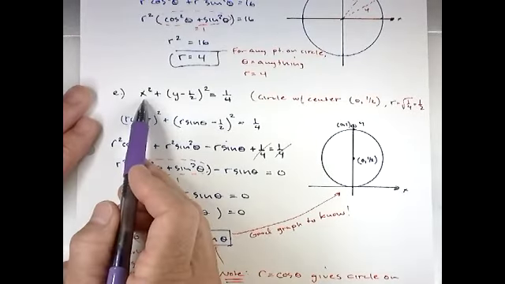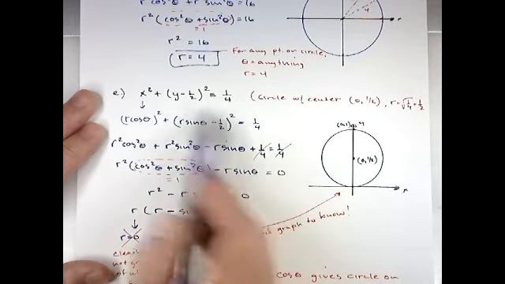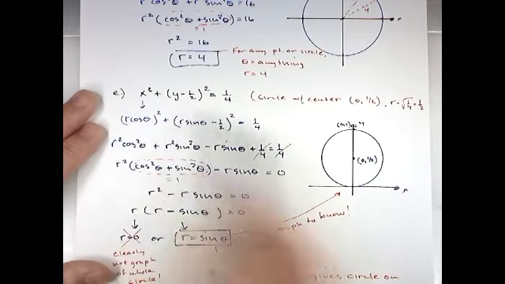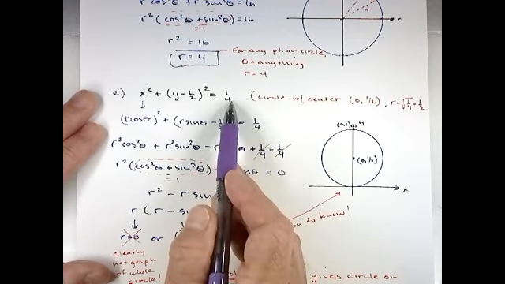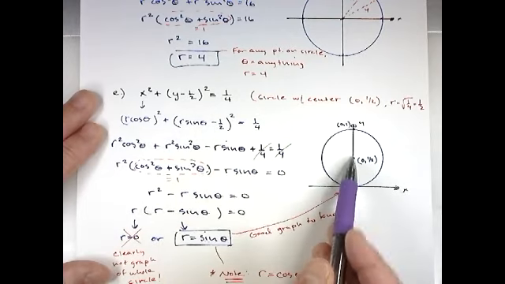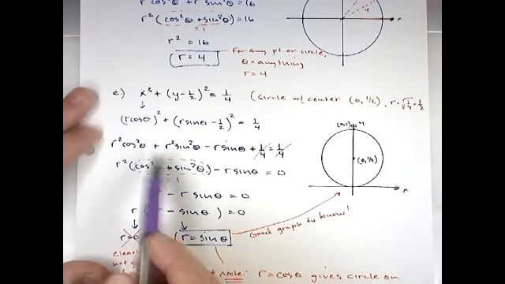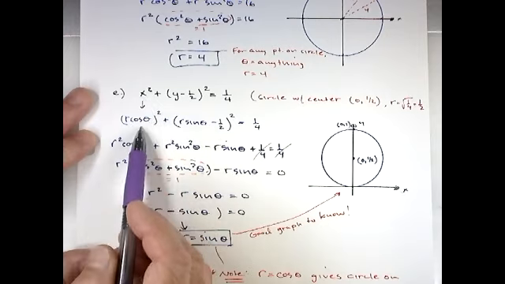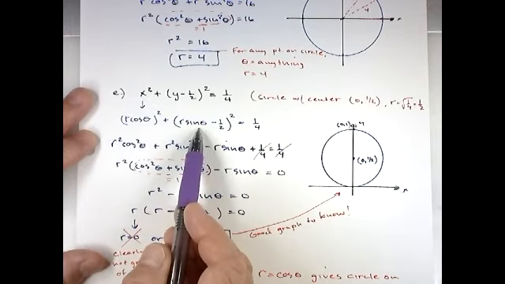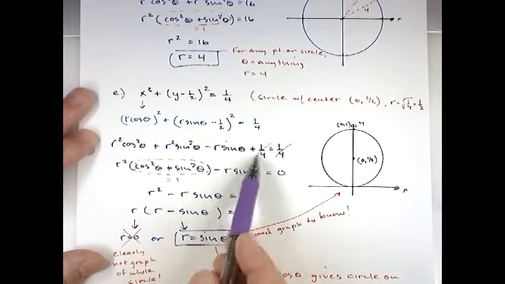Okay? X squared plus y minus a half squared equals 1/4. This would be a circle centered at 0, 1/2 on the y-axis. Remember, the radius would be the square root of 1/4, which is 1/2. So it's going to stretch up to 0, 1, and it's going to come down to the origin. So this is the circle. Let's see what it looks like in polar form. X is r cosine theta, y is r sine theta. I have to expand this out, FOIL this out.